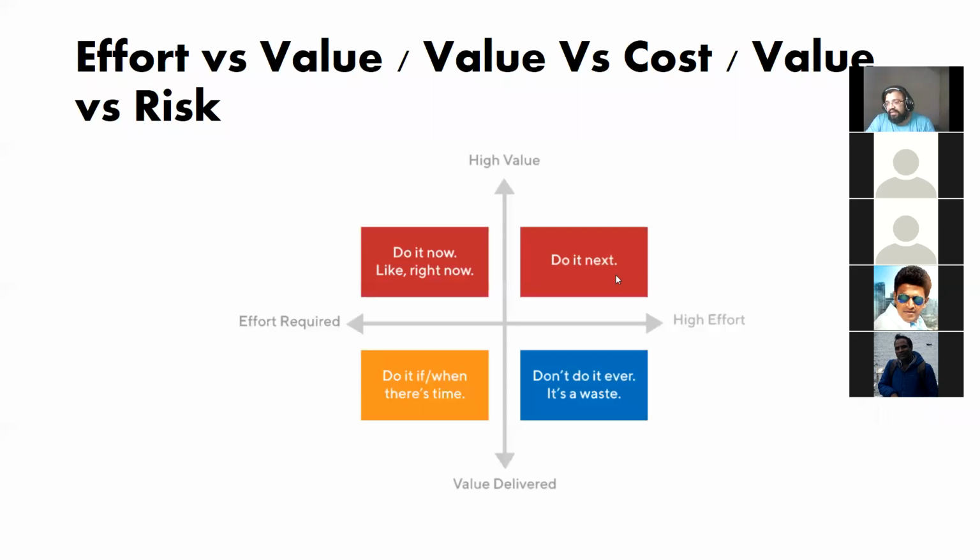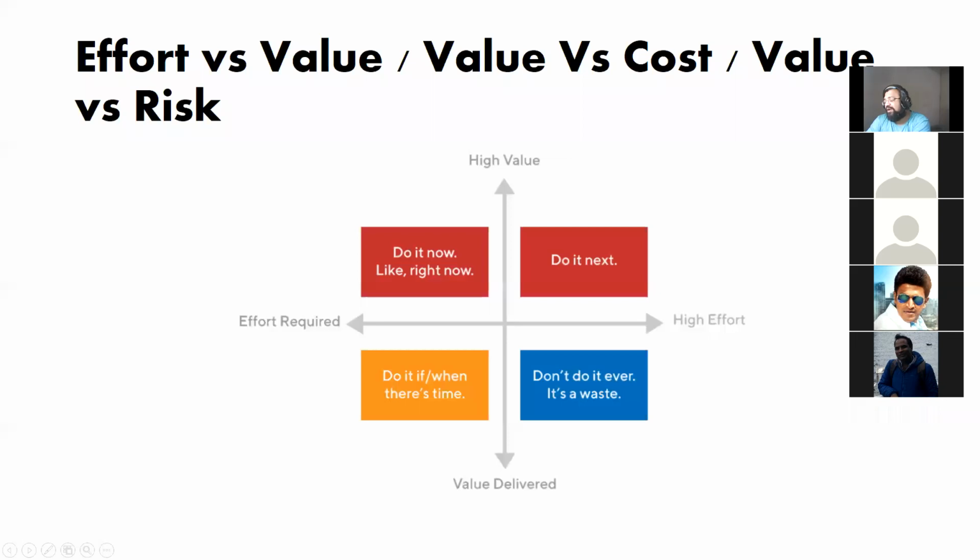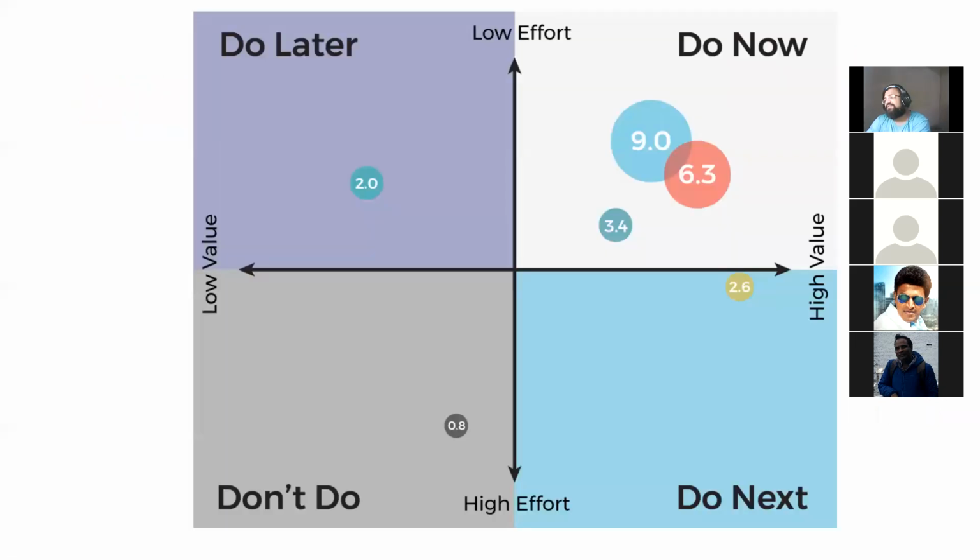The next one, if I just convert those WSJF numbers, that is these numbers that you saw, into an Eisenhower matrix, it will look just like this. Do now, the higher numbers come in do now. Do next is a little less after that. Don't do is the lowest numbers. Do later is low value, low effort. Okay. The low value, high effort is don't even do that. That is going to waste our resources.